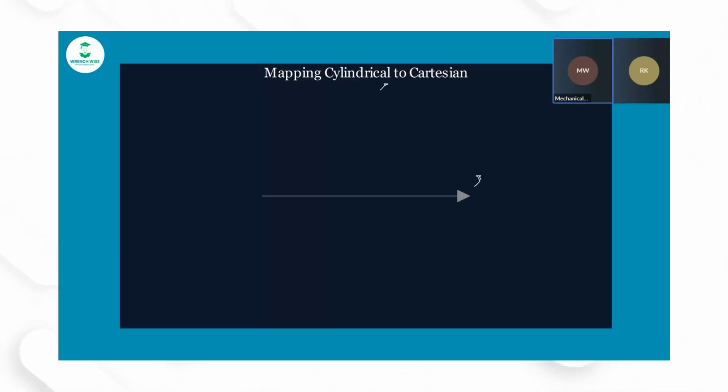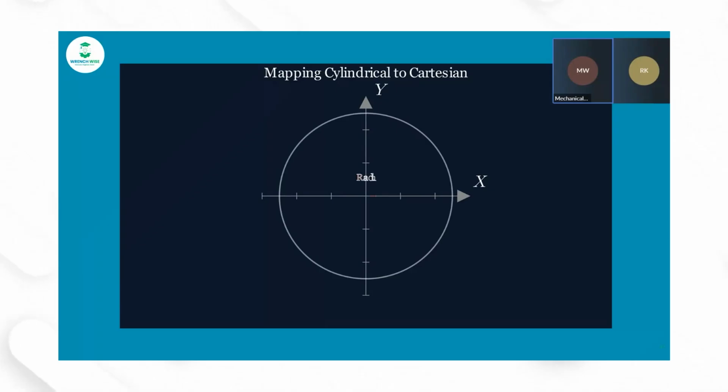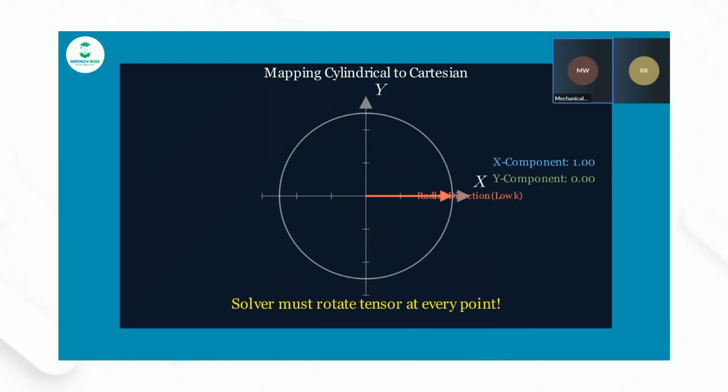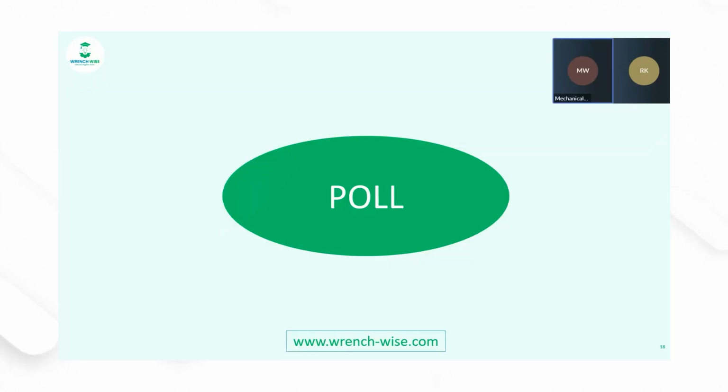That's the whole point: mapping your cylindrical to Cartesian in the radial direction. The x and y components are taken care of by the solver. So when solving for the battery, the solver must rotate this tensor every second. So what is the number one cause of physical error when setting up a local coordinate system for an anisotropic battery model?